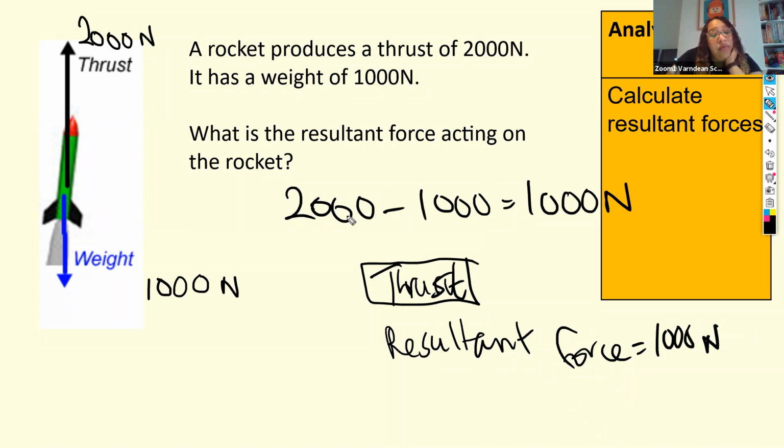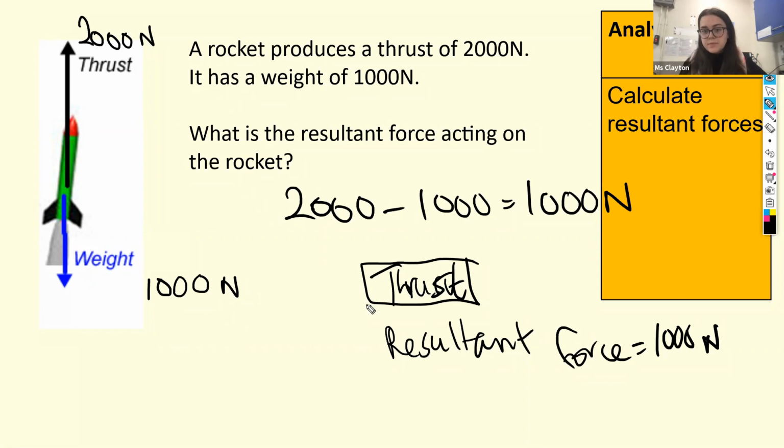Any answers about the resultant force here? Let's have a little look. Someone's saying it'll be going straight up because the thrust is 1,000 newtons more than the weight. That is perfect. That is a brilliant answer. And you just say that the resultant force was 1,000 newtons. That's marvellous. So we said there's more thrust when you subtract it. There is still weight there.